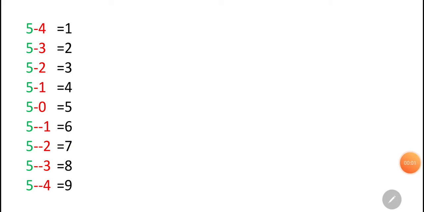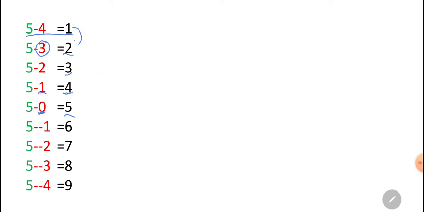So with this series of subtractions, you can see what happens when we subtract negative numbers. I've started off by doing 5 take away 4 is 1. Next one I'm doing 5 take away 3, and I get the answer of 2. As I take away a less positive number from 5, my answers are getting bigger and bigger. For example here, 5 take away 0 is equal to 5. 0 is a less positive number than 1, so 5 take away 1 is 4.